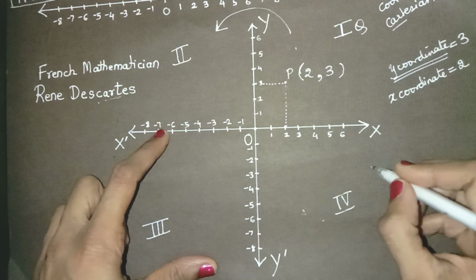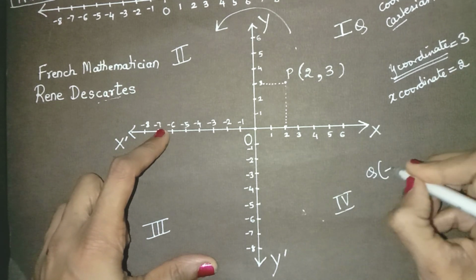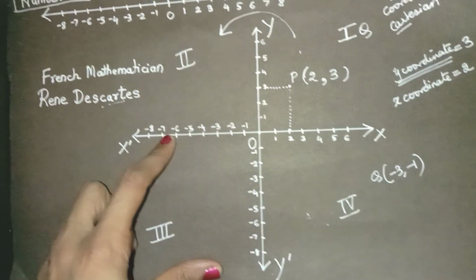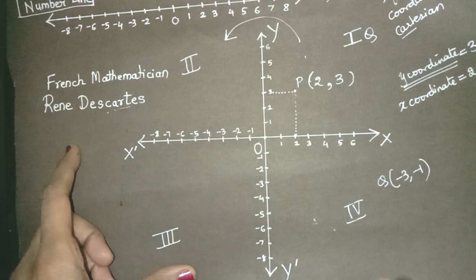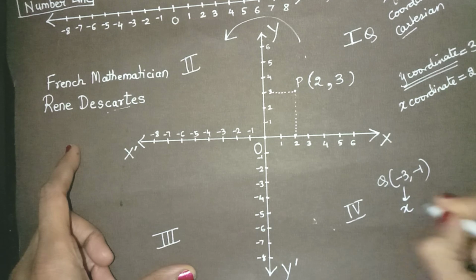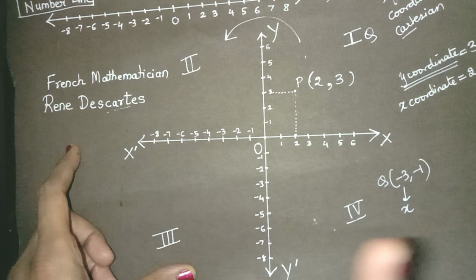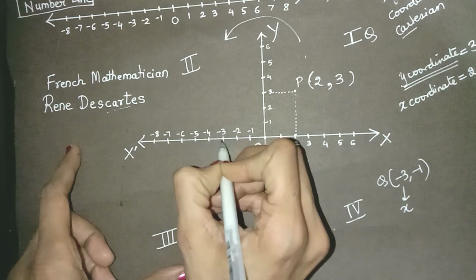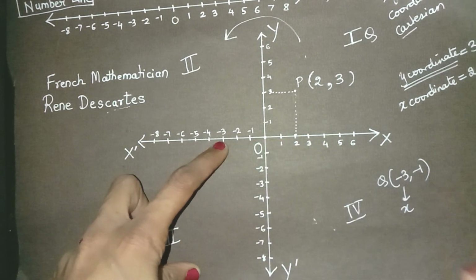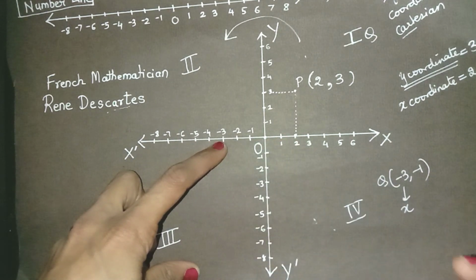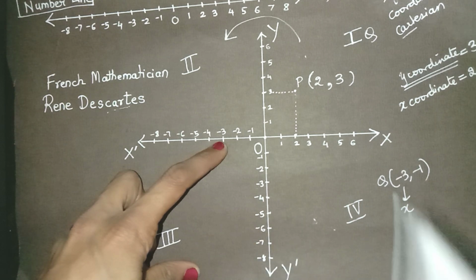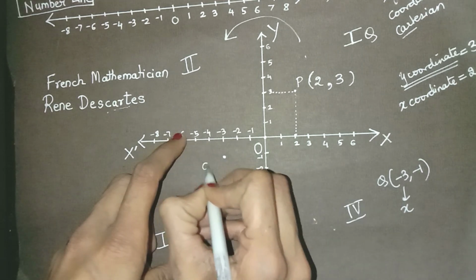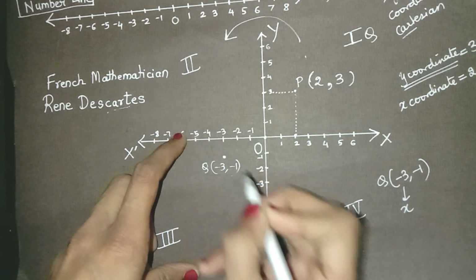Now suppose I say there is a point Q whose coordinates are -3, -1. Shall we see where it is lying on this plane? Okay, -3 is what? It is the x coordinate, right? That is the distance of the point from the y-axis. So x coordinate is -3 over here. And what is the y coordinate? It is -1, right? That is the distance of the point from the x-axis. So that is -1. So here is my point, friends. See, point Q -3, -1.